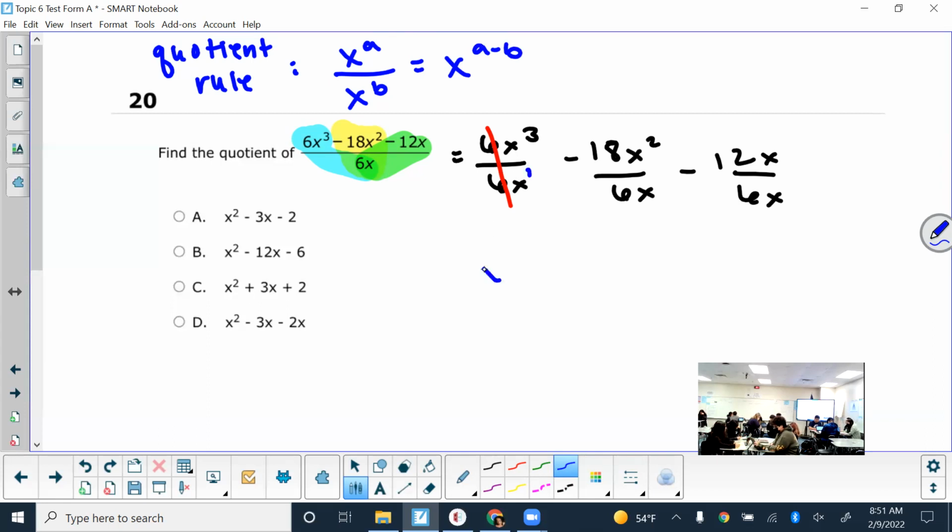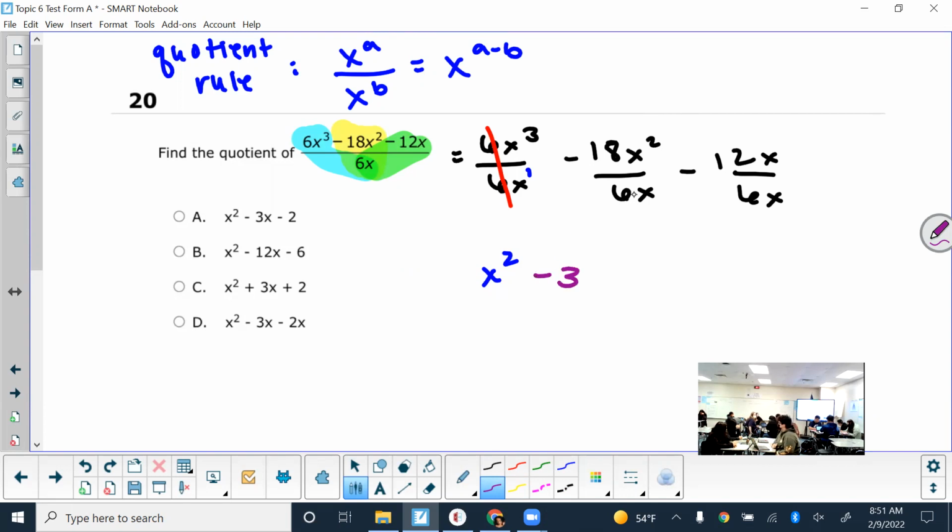I get x to the second power, 3 minus 2. And then move on to the next term. So next term, what's negative 18 divided by 6? Positive or negative? Negative, because you have to keep the sign that's in front of each term. It's negative 18 divided by 6, so it's a negative 3.